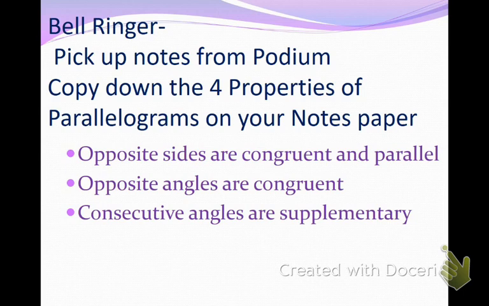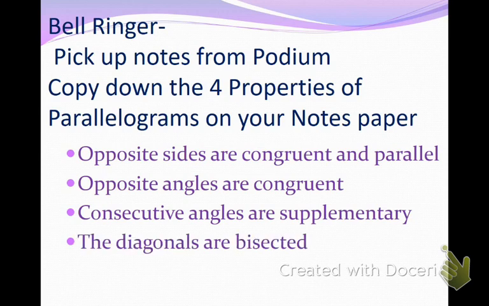And then the last one, Jerome. Diagonals bisect each other. Okay? So, these are the 4 properties that we will use in this section. We're finishing 7.2. What you have on your notes, they're from your textbook.